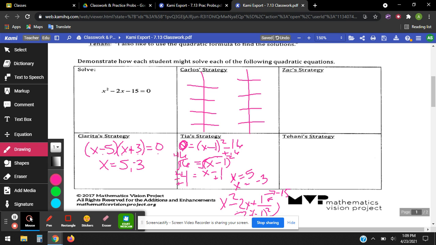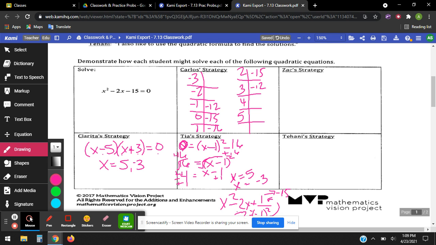Okay. So let's put our, what did I say? I have to get to 5. So if I do 5, 4, 3, 2, 1, 0, -1, -2, -3. Perfect. So 1 comma -16. If I put a 2 in here, 2 minus 1 is 1. 1 squared is 1. Minus 16 is -15. 3 minus 1 is 2. 2 squared is 4. 4 minus 16 is -12.